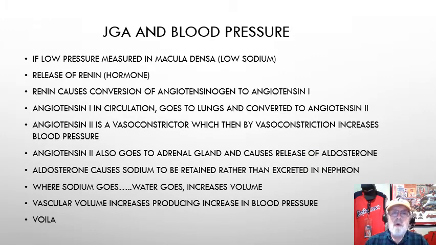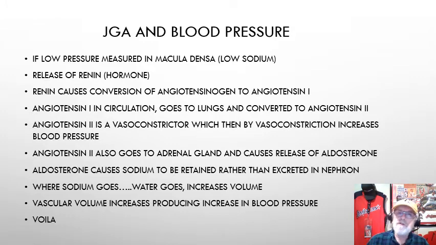So let me just go over this again. If there's low pressure measured in the macula densa, particularly with the sodium levels in the tubule as it passes by the macula densa, as well as being close to the area of the afferent arteriole, okay. If the pressure is low, which is reflected by low sodium in the tubule, low sodium and low water, because where water is, sodium is, and where sodium is, water is. If it's low sodium, there's going to be low water. What happens is then the kidneys release that hormone called renin.